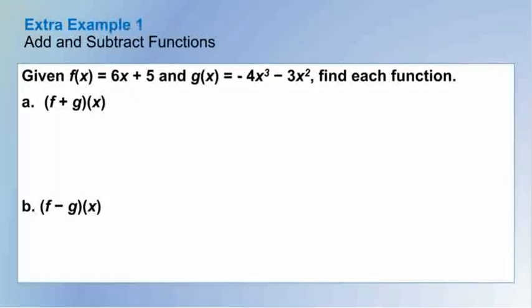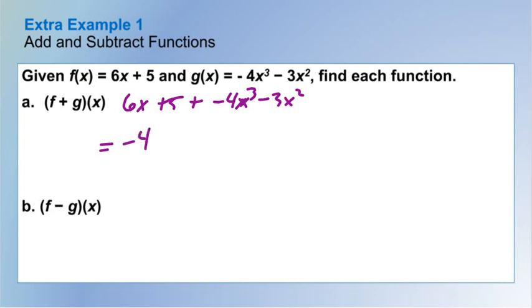Next, add these together. So we have 6x plus 5, and we're going to add a negative 4x cubed minus 3x squared. I don't have any like terms, so if I put this in standard form, I have negative 4x cubed minus 3x squared plus 6x plus 5.